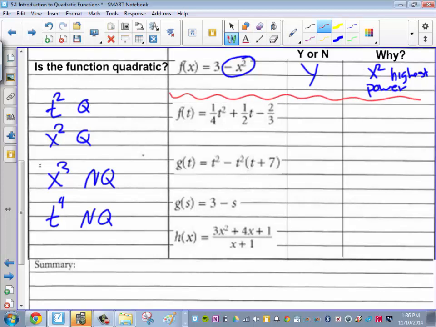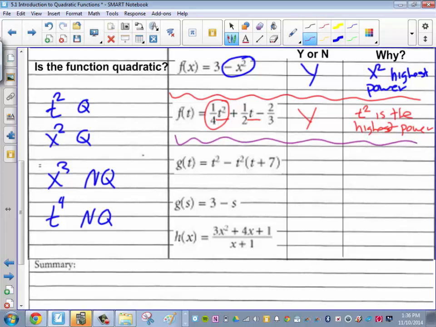We got 1/4 t squared, and then we got a t, and then we got a constant. What's the highest power? This one right here, it's squared, therefore yes, it is a quadratic because t squared is the highest power. Okay, let's do another one here.